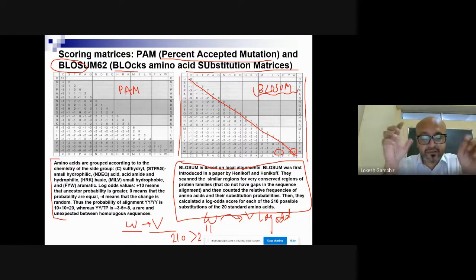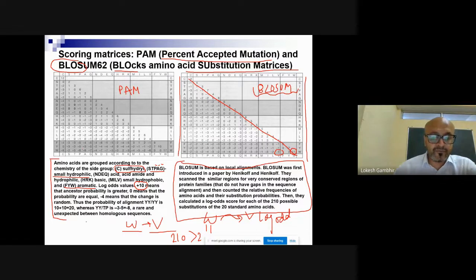I told you the amino acids grouping when we were reading the single letter form. They clearly quoted that cysteine is sulfonyl, so they kept it as a separate group. The STPAG, serine, threonine, proline, alanine and glycine, they called small hydrophilic, and so on. They grouped the aromatics similarly. What they did is give a plus 10 score.